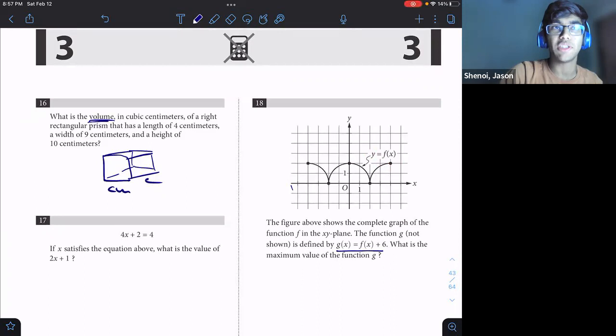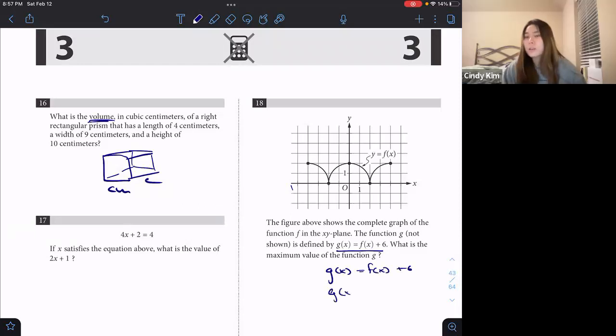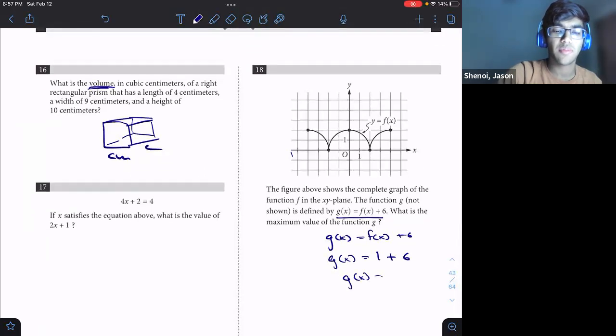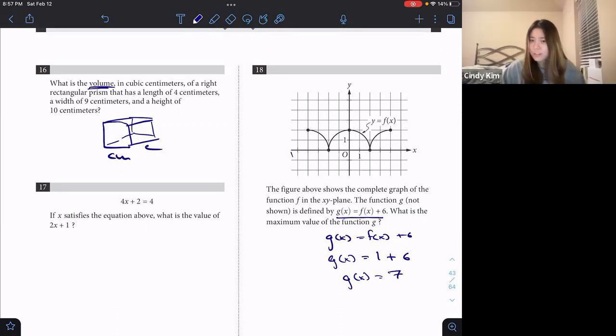What is the highest point of g of x? So g of x is equal to f of x plus 6. And what did we say the highest point of f of x was? 1. So what is the maximum? 7. Yep, and that's the answer? That is the answer. No way.